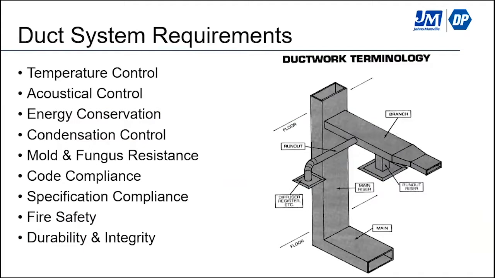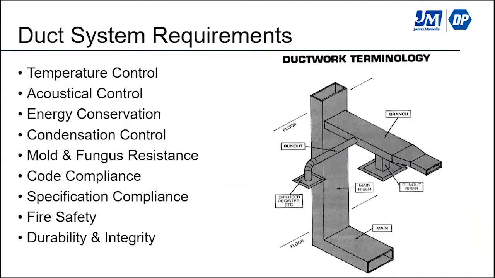comfortable. The second is acoustical control, which makes sure we're minimizing overall system noise, crosstalk, fan rush noise, anything like that that causes acoustical problems in the system. The third thing is energy conservation and making sure we're taking the needed steps to save the building owner the maximum amount of dollars for that system. Condensation control and mold growth, obviously making sure we're taking steps to mitigate and control moisture, which prevents mold growth happening in the system.